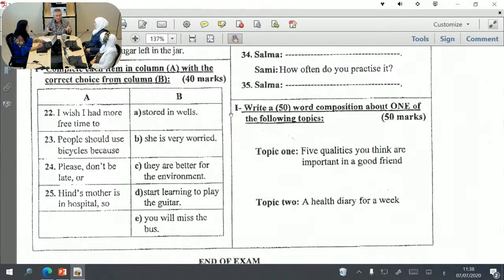And I can tell them that they are going to be judged according to 5 categories: task response, vocabulary, grammar, punctuation, and spelling. If the composition is correct, they take the mark for task response, which is 10 marks. Vocabulary, if they write correct vocabulary, they take 10 marks. Punctuation, if they use full stops, commas, question marks, they take the 10 marks for the punctuation.